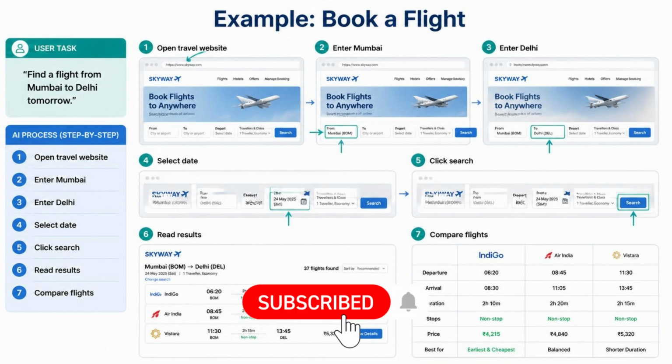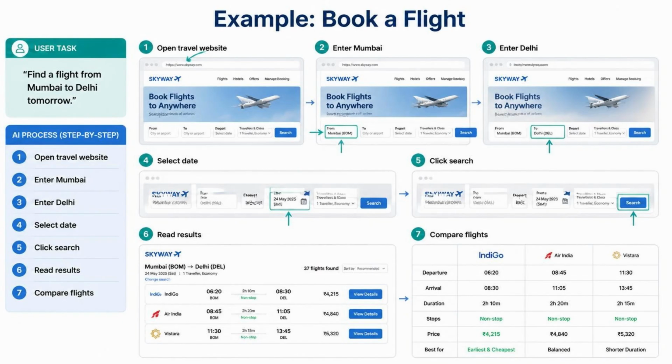But that's not the end. After clicking search, the page changes. Now the AI needs to observe the results. It might need to identify available flights, times, prices, and other information. So again, observe, understand, act, observe, repeat. This is the basic interaction pattern.